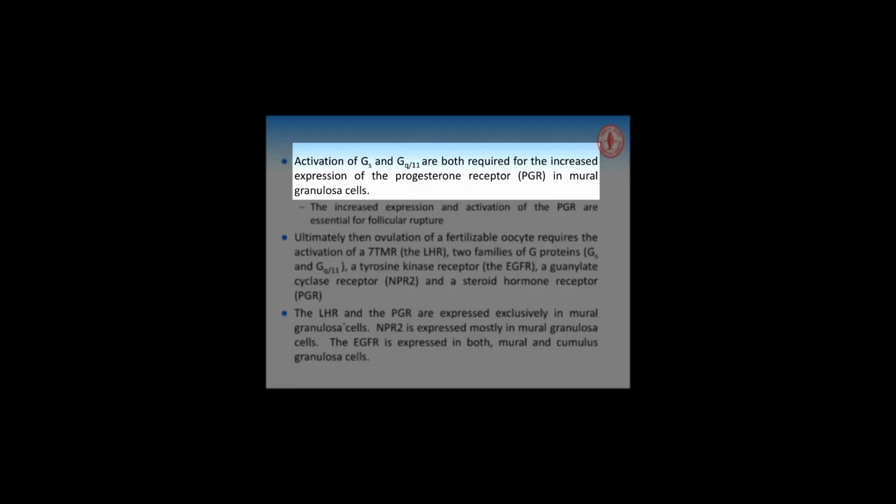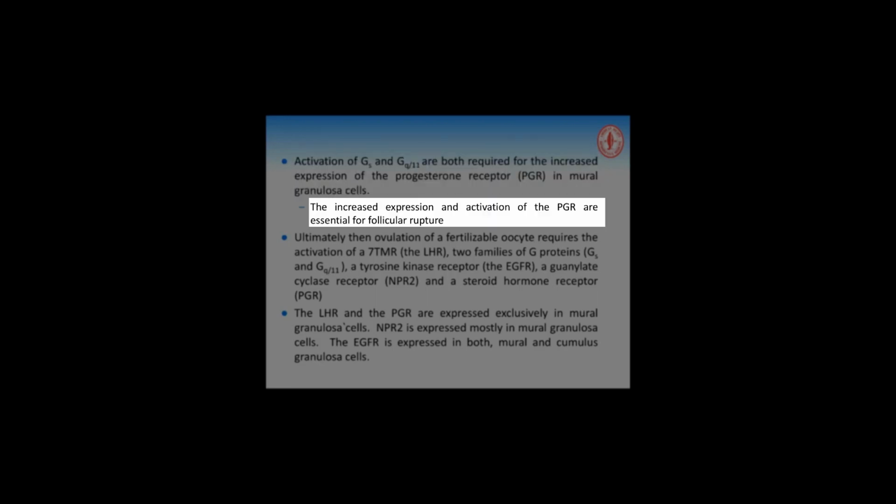So the activation of GS and GQ11 are both required for the increased expression of the progesterone receptor in mural granulosa cells. And the increased expression and activation of the progesterone receptor, remember that progesterone is high at the time of ovulation, are essential for follicular rupture.